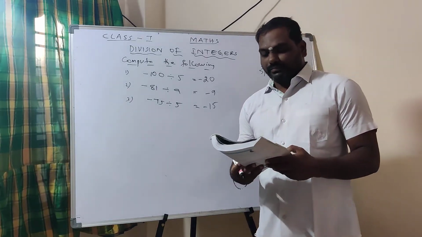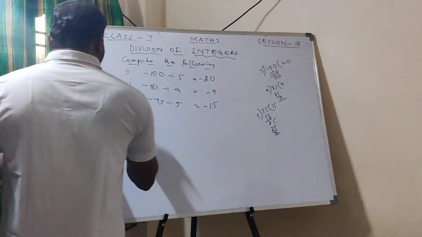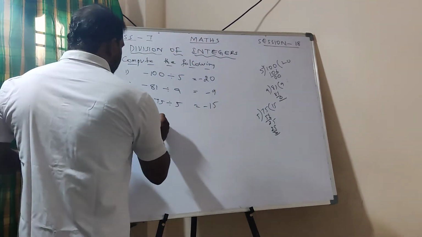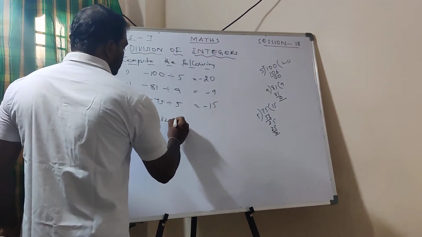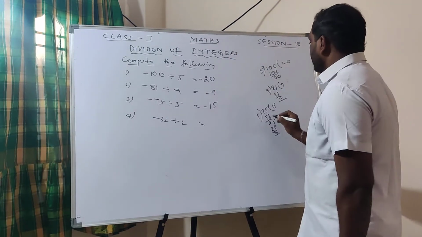You have to write minus 15. That is the answer. Now question number 4, the same method. Minus 32 divided with 2. Now first do the regular division. What is the regular division?